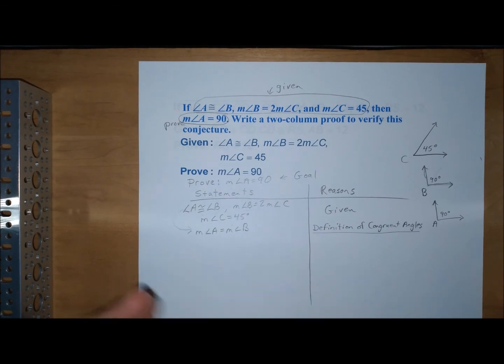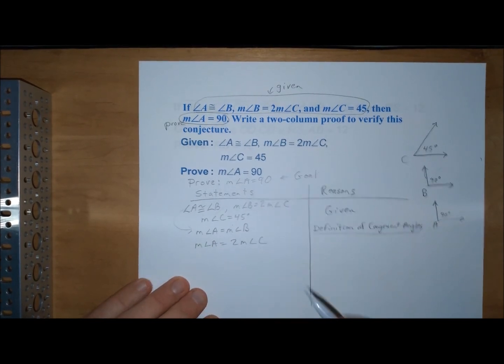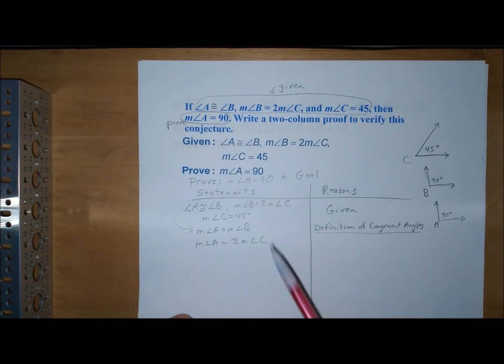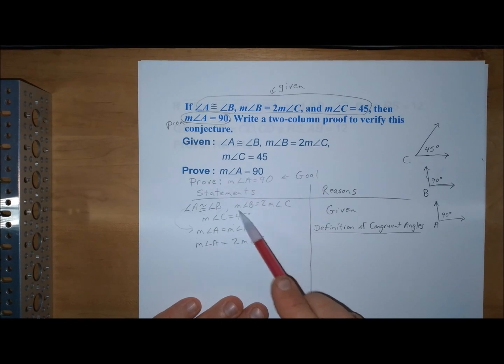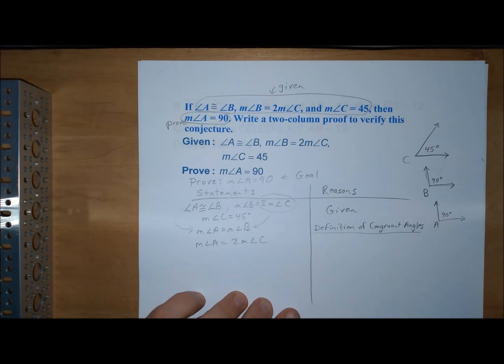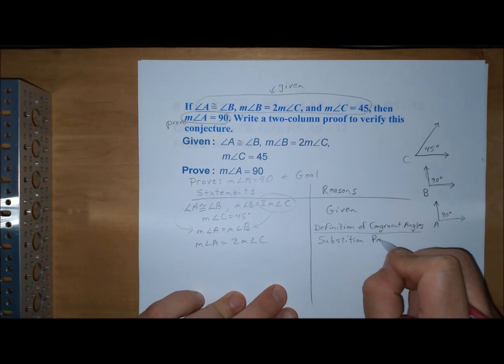Now that we have that, we can add, subtract, multiply, and divide, and we're really happy, right? For one thing, I might say that the measure of angle A equals 2 times the measure of angle C. How do I justify that? Well, notice up here it was given the measure of angle B equals 2 times the measure of angle C. So can I substitute that in for the measure of angle B anywhere I want to? Absolutely, we can do that. That is our substitution property of equality.